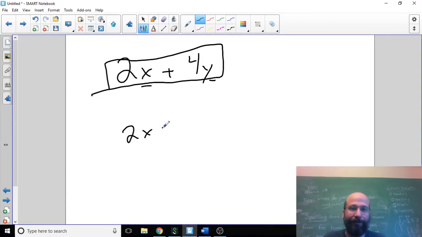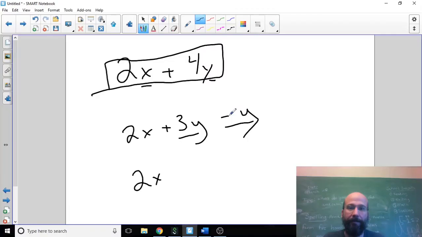An example of this would be something such as this, right? 2x plus 3y minus y. This is an x, this is a y, and this is a y. So these are like terms and we can combine them. There's nothing to do with 2x. 3y minus y, which is 1y, where the 1 is imaginary, gives us 2y.